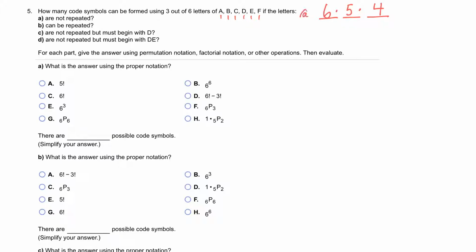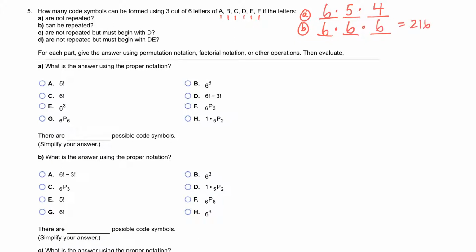That would be A. Okay, B, what does it say? Oh, they can be repeated. So again, I have 3 slots. I can put 6 in here, but if I can repeat, then I've got 6 more to put in there. And if I can repeat, I can put 6 more there.